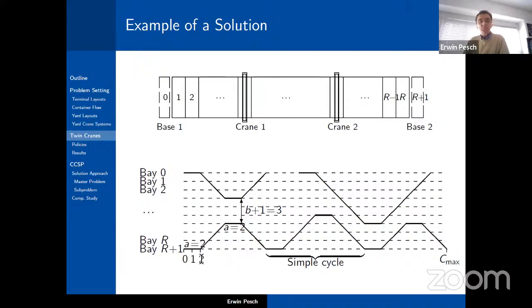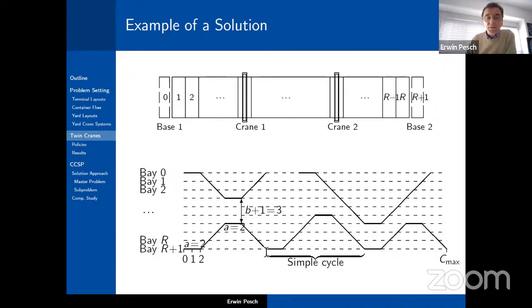And at the same time, crane number 2 can start at its base, pick up a container, drop this container at bay number 6, then return to the base, pick up the next container, which takes 2 time units, carry this container to bay number 5 and return to the base, and so on. So we would like to minimize the makespan for a set of containers.